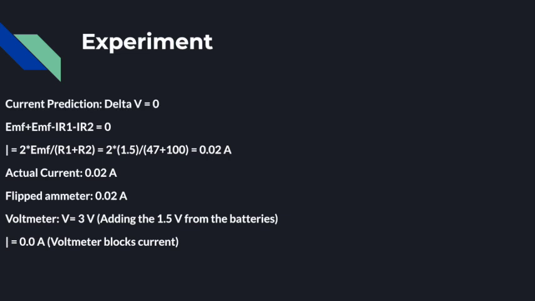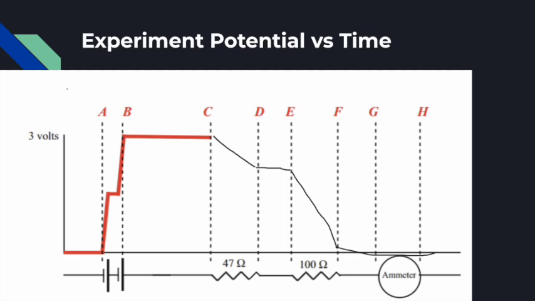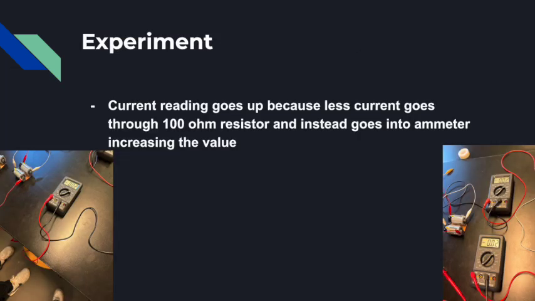The actual current was 0.02 amps, and the flipped ammeter read 0.02 amps. The voltmeter read about 3 volts, and the I was around 0 amps. This was the graph we came up with in the experiment for potential versus time. These are the two pictures of the experiment itself.